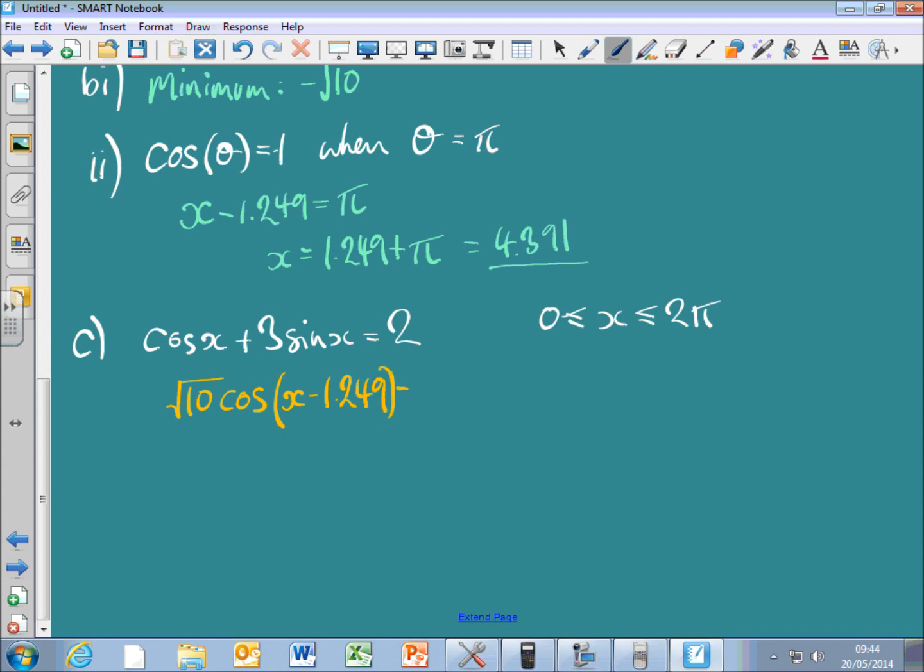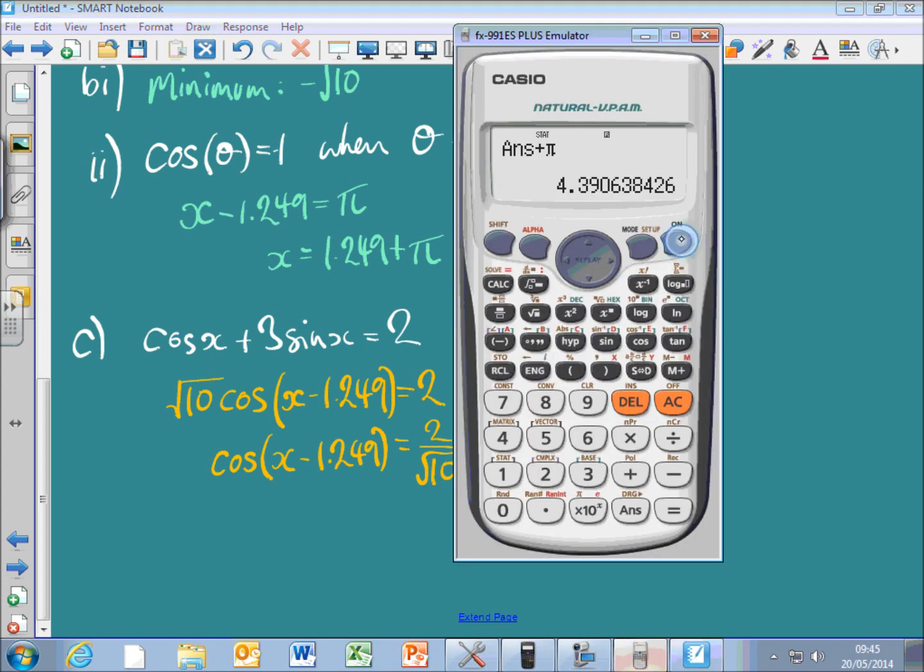So we're trying to find when this equals 2. So that's going to be when cos of x minus 1.249 is equal to 2 over root 10. And 2 over root 10, let's just work out what that is. 2 divided by the square root of 10. It's 0.632.